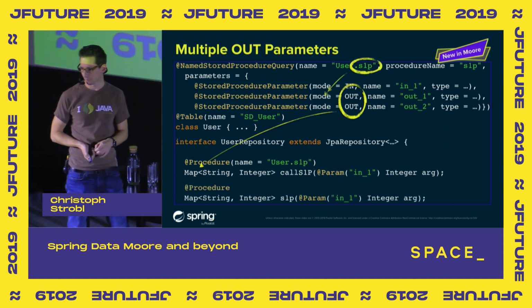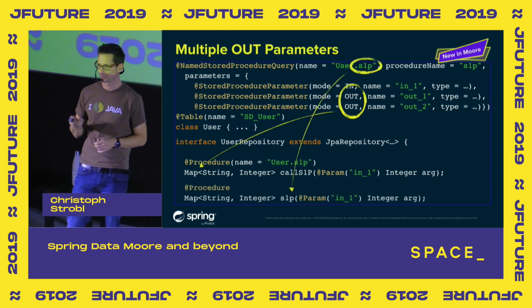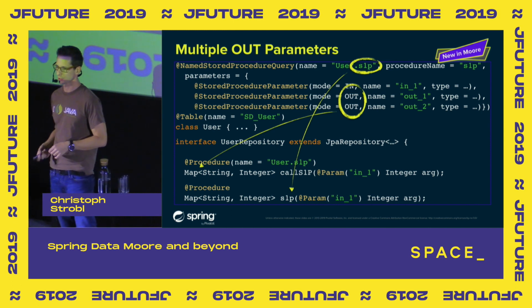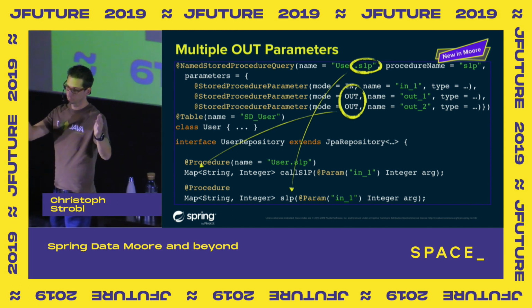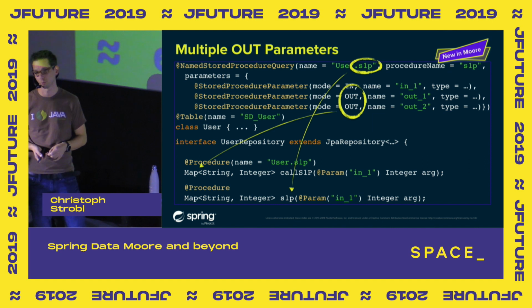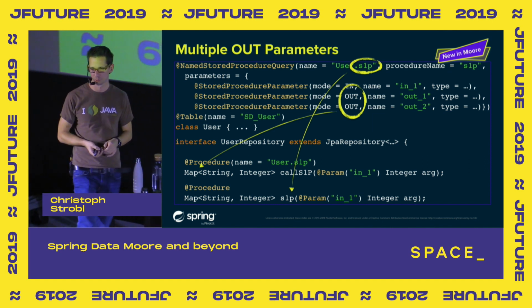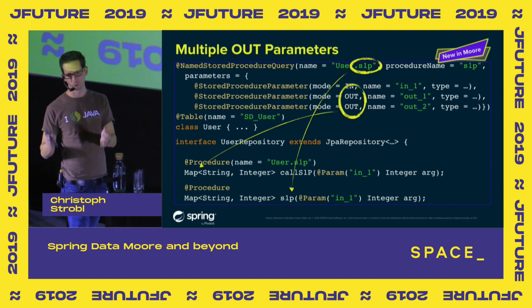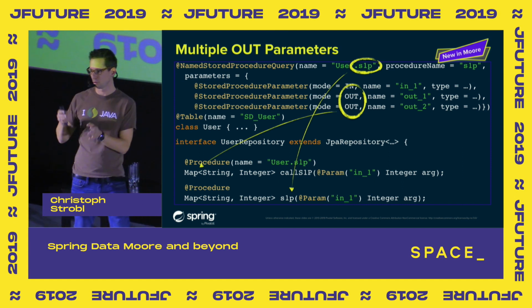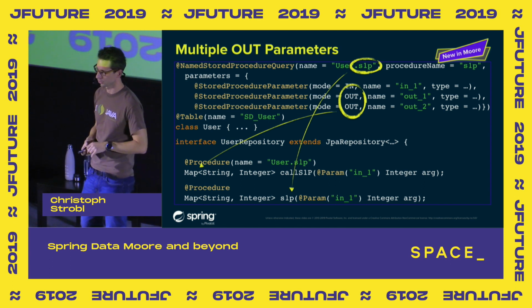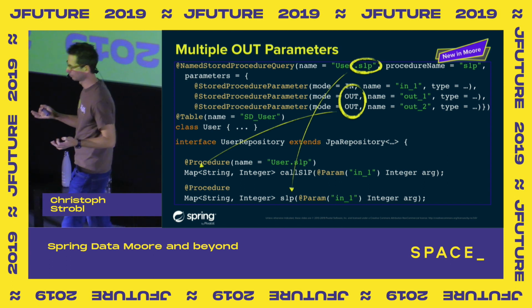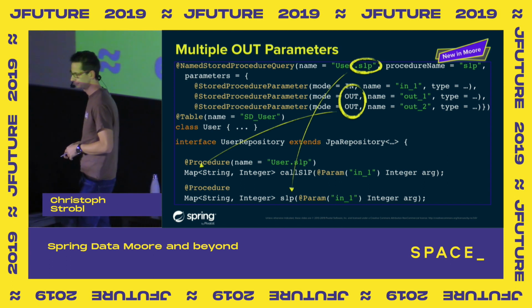The matching of the actual stored procedure names can be either by the full-blown name if you want to, or if you want a shortcut, you can just use add procedure and use the very method name of your named stored procedure query to invoke it, basically.